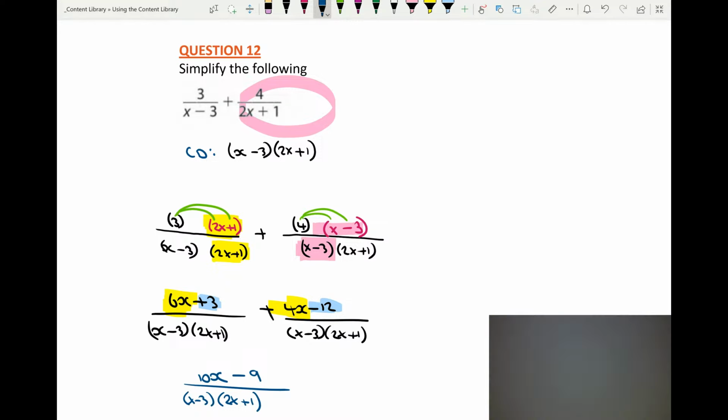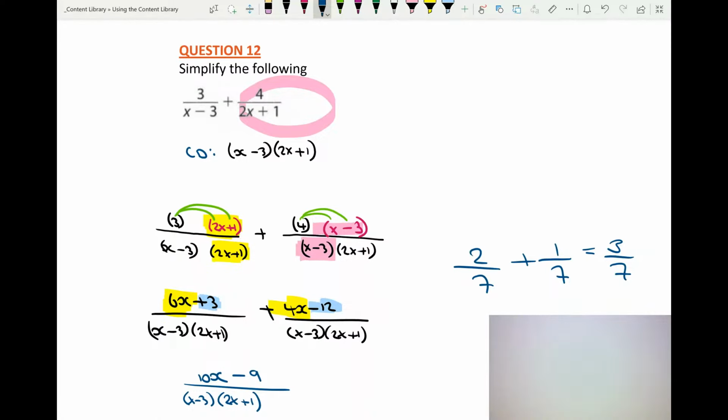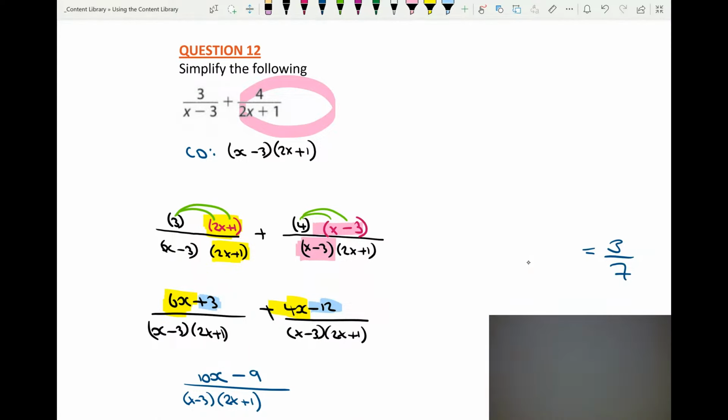So just remember when you're adding fractions, so if I had 2 over 7 plus 1 over 7, that would be 3 over 7. You only add the tops, you never add the bottoms. So that's a quick look over how to add or subtract fractions. We just did one for addition, but it's the same for subtraction.